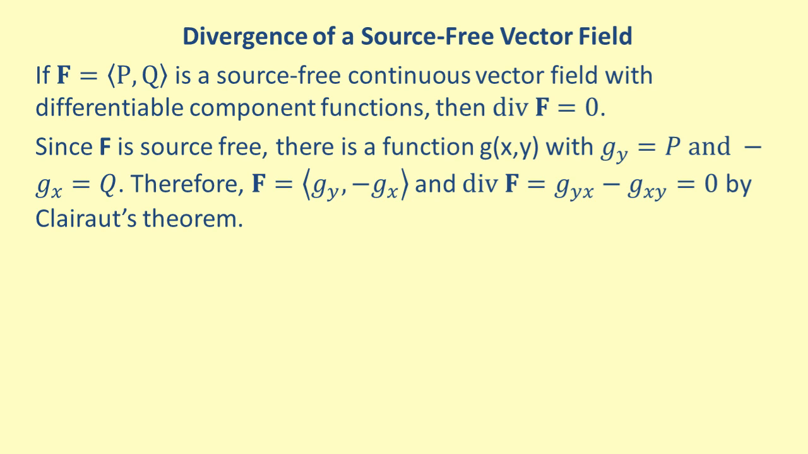Knowing that the divergence of a source-free vector field is zero allows us to test if a field is source-free or not, although the field has to conform to certain conditions so that the theorems apply. The first theorem states that the divergence of a source-free vector field is zero if the field is continuous and has differentiable component functions. This is proved by taking the divergence of F when the components are substituted by the components of G, which can be done because F is source-free.